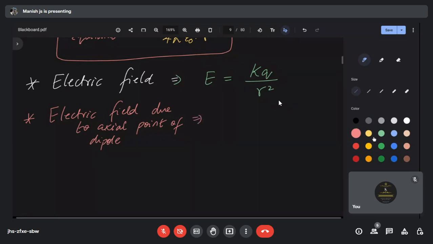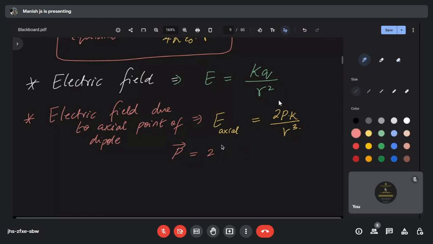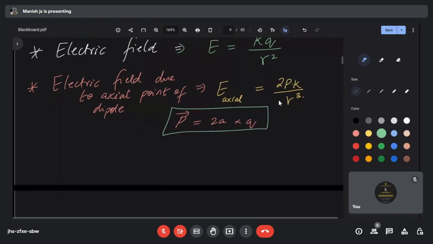So what is that formula? That's nothing but E axial, which is equal to 2pk upon r cube. This is the formula. What is P? P is nothing but the electric dipole moment, 2q into a, or 2a into q. So we'll write it like that as per the formula. It is 2a into q is the formula for P. So this is the electric field due to the axial point.